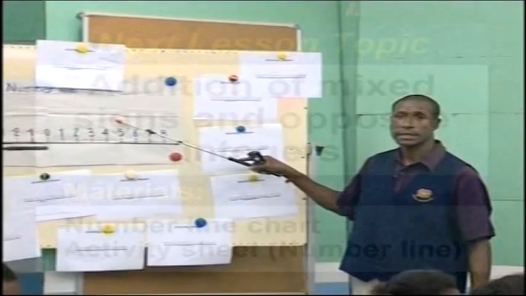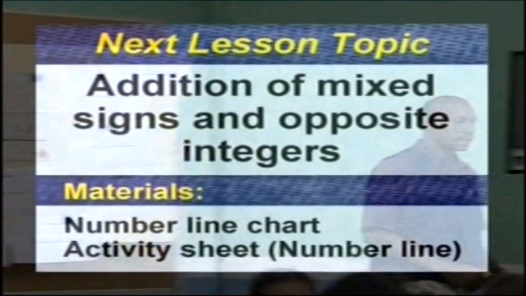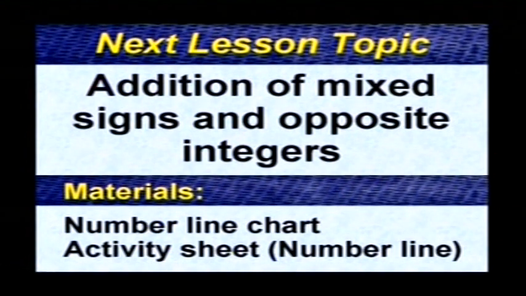And our materials for the next lesson, receiving students and receiving teacher: a number line chart. You should have something like this prepared for your class. And an activity sheet. Receiving teacher, prepare an activity sheet like this for your next lesson. So those two things should be prepared before we look at our next lesson.